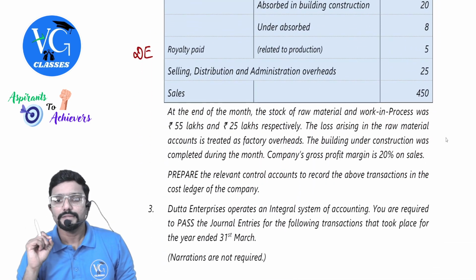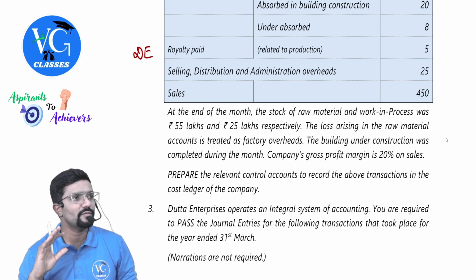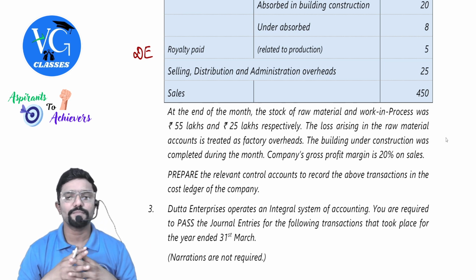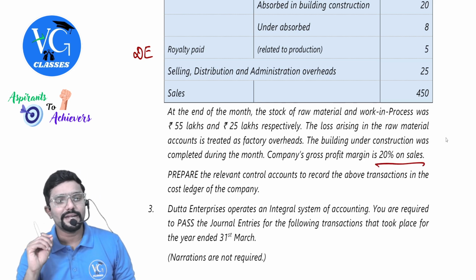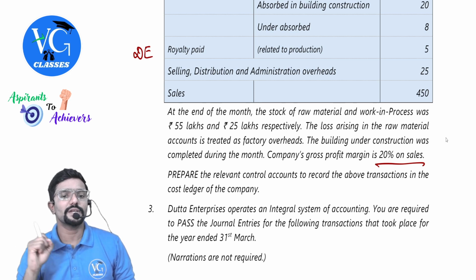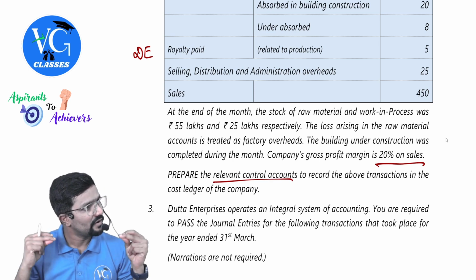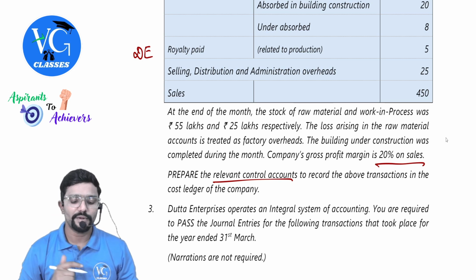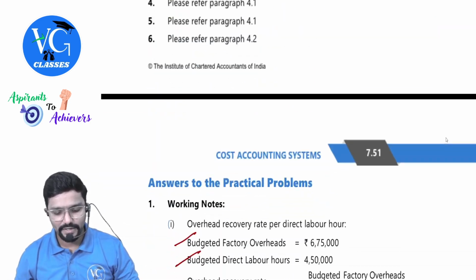Okay, sir. The building under construction was completed during the month. Building whichever was under construction, now it is completed. Company's gross profit margin is 20% on sales. Prepare the relevant control accounts to record the above transactions in the cost ledger of the company. Guys, when they ask relevant, whichever account you are using in the journal entry, all those accounts you have to prepare. So, we'll see one by one. It is again under non-integrated.